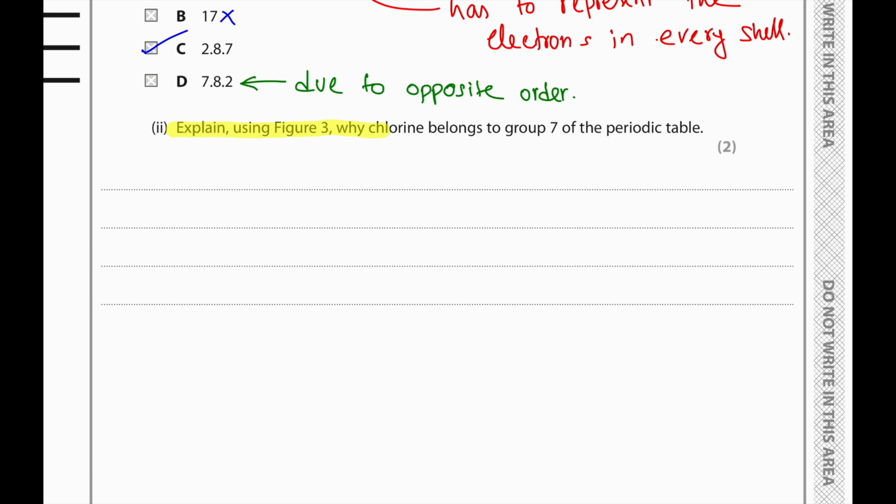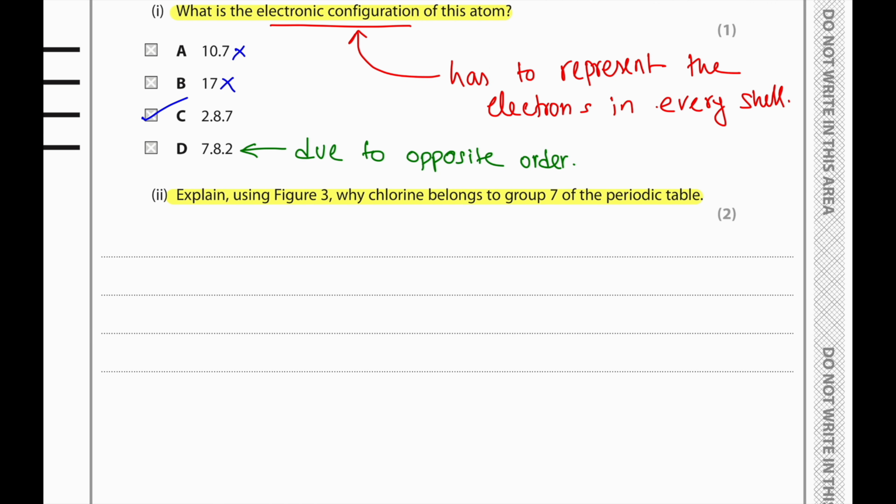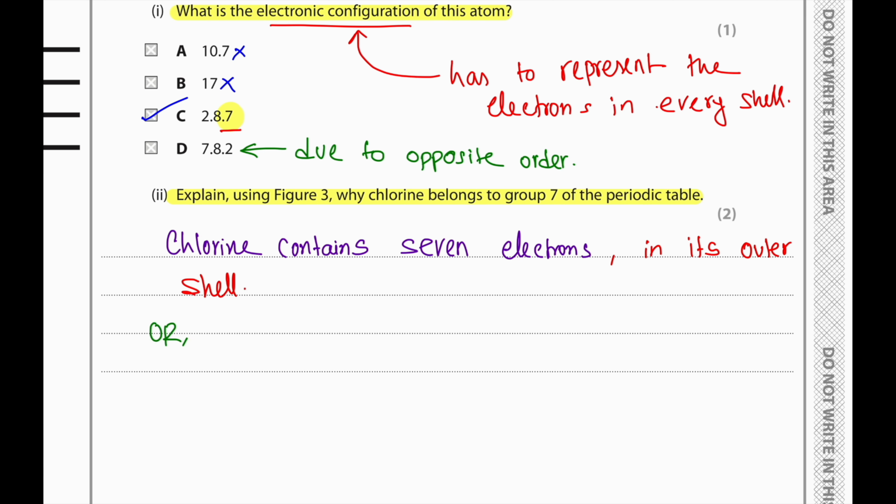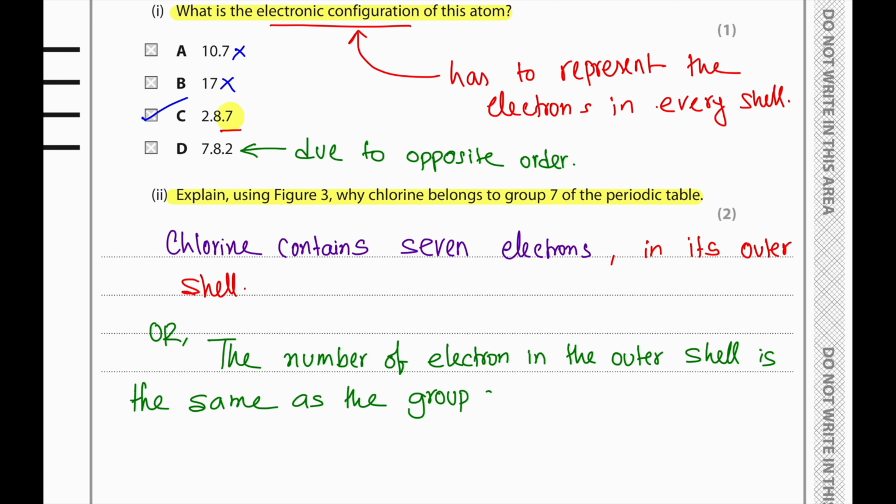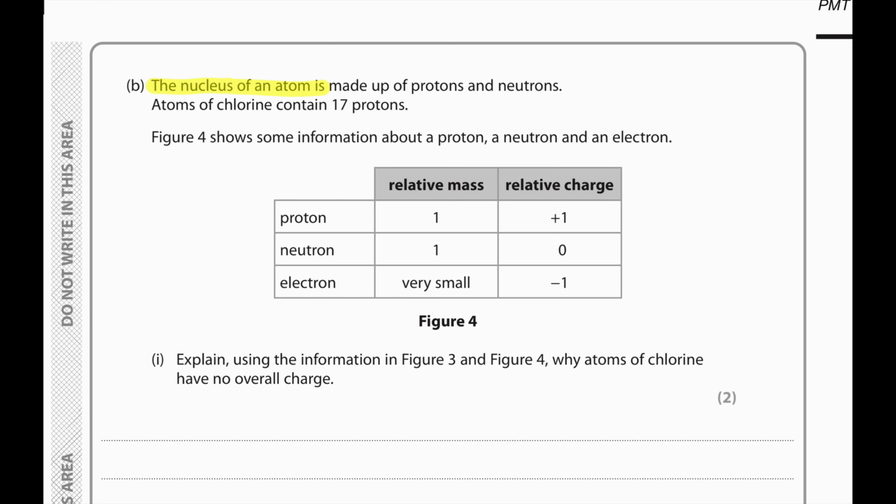Explain using figure 3 why chlorine belongs to group 7 of the periodic table. In the electronic configuration, we can see chlorine has 7 electrons in its outer shell. So the answer will be chlorine contains 7 electrons in its outer shell. Another way of writing the same answer should be the number of electrons in the outer shell is the same as the group number.